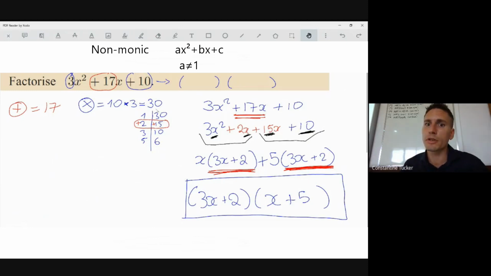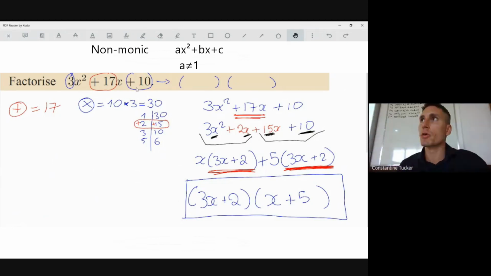If you said, let's use 3x and 14x, that wouldn't work, because 3 plus 14 is 17, but 3 times 14 is not 30. So that wouldn't be the right pair. There's always just one pair. So always try to put it in this form: ax squared plus bx plus c is your expression. If it's not in this order, put it in this order, and then you can follow this process.